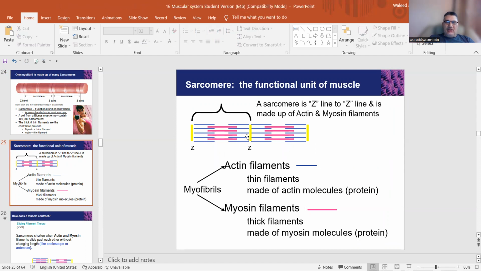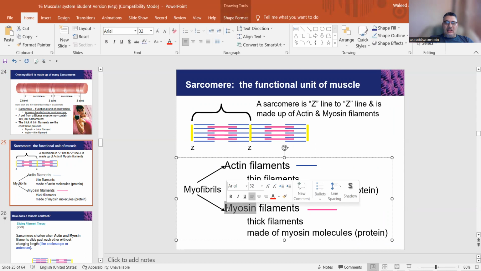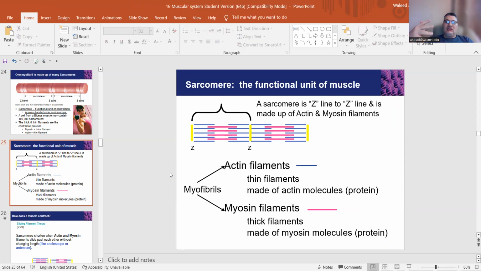If you look at this picture under the microscope, it will look like this. Obviously, the pink ones are thicker, myosin, and the blue ones are thinner, actin. If you forgot which one is thin and which one is thick, myosin is 6 letters, thicker. Actin is 5 letters, so it's fewer letters, thinner. Something just to help you remember.